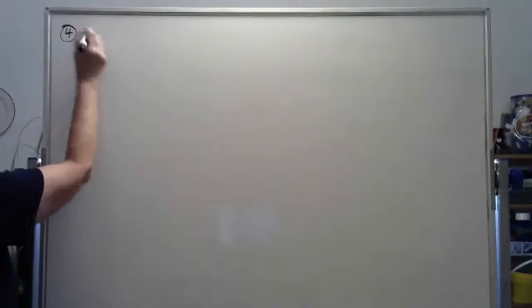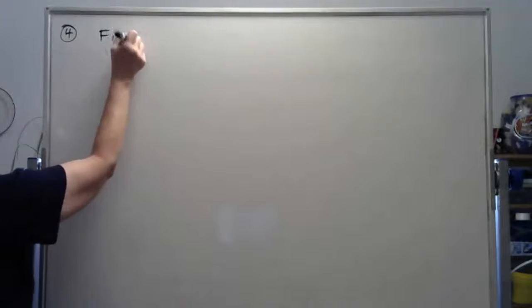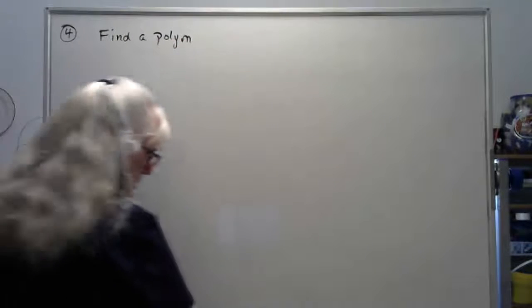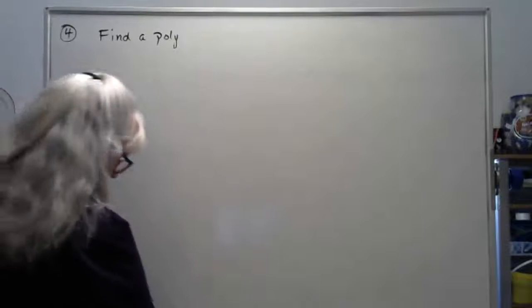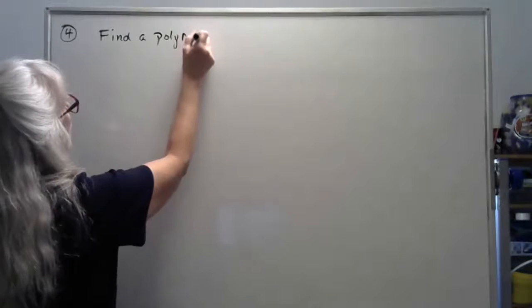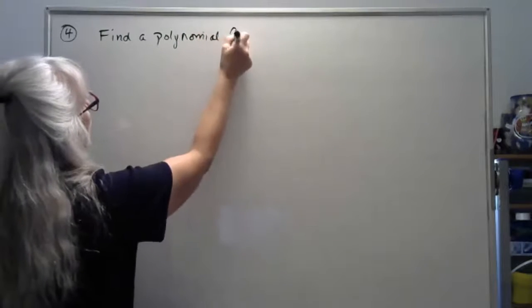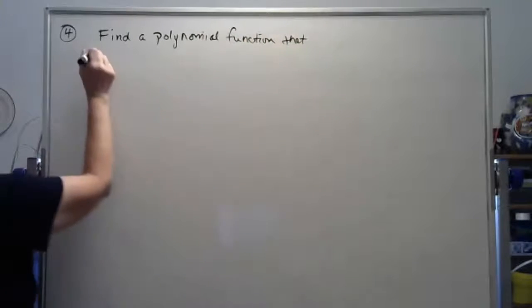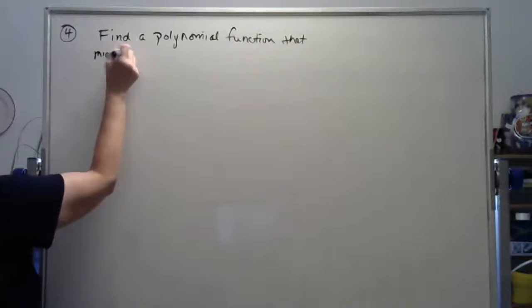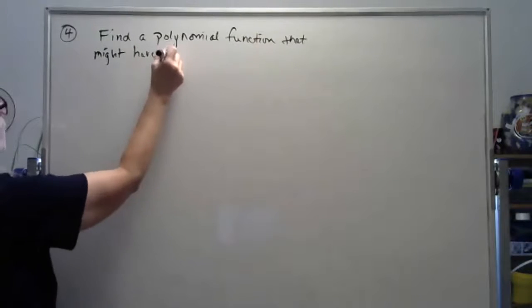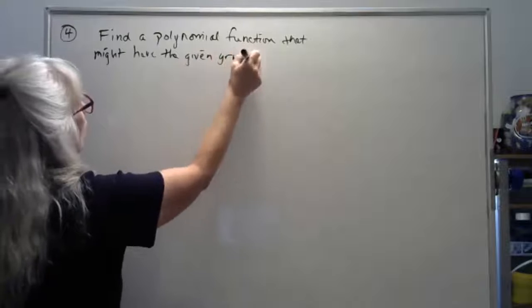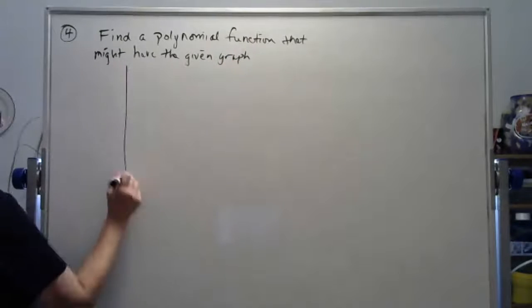Okay, so question 4. We want to find a polynomial function that might have the given graph. So this time they're going to give us a picture.